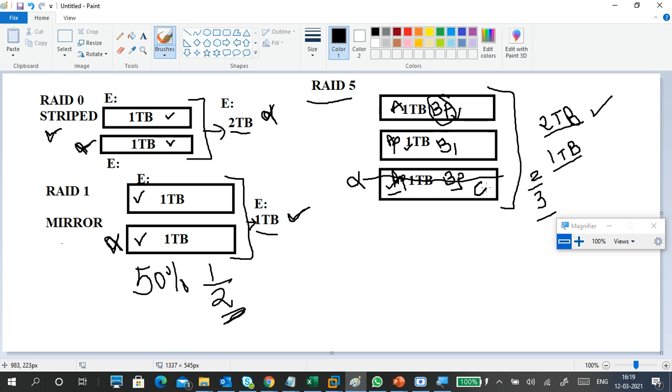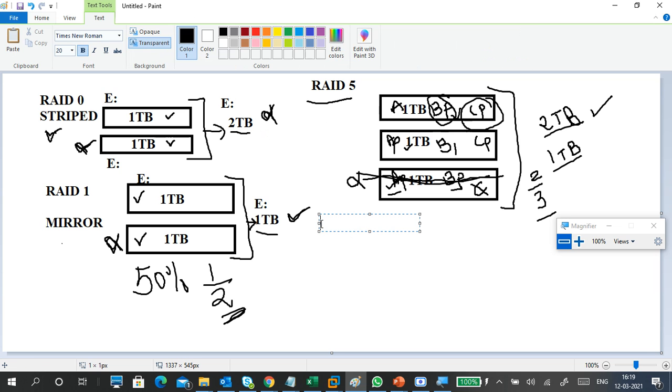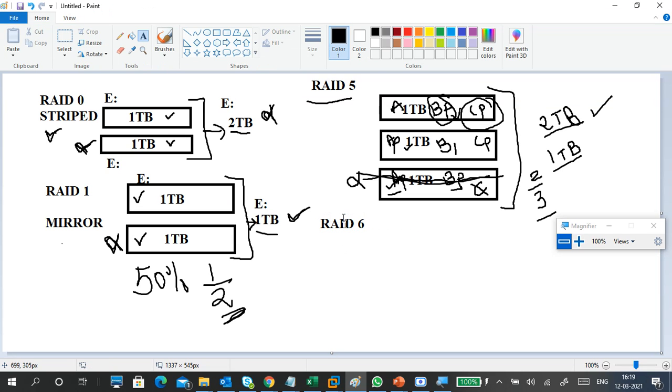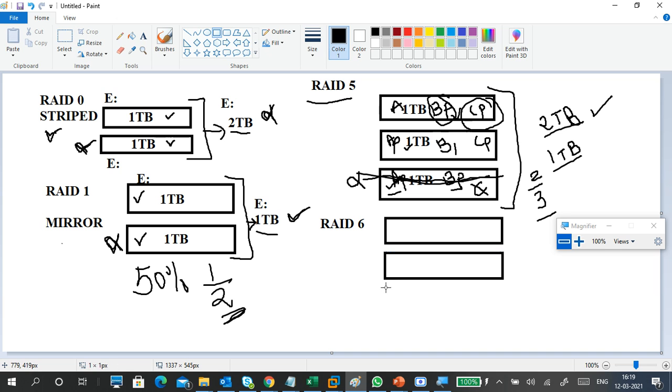For example, your data C is there and its parity is here. What will happen if this disk fails? C data is gone, but we can regenerate the C data using parity bits. This is called single disk failure with parity. And I have written one more thing, that is RAID 6. RAID 6 and RAID 5 are the same concept only. The only thing is the number of disks used and the number of disk failures tolerated is different.